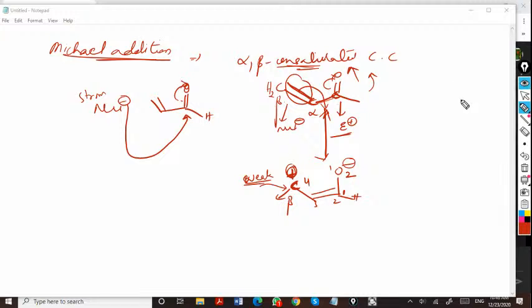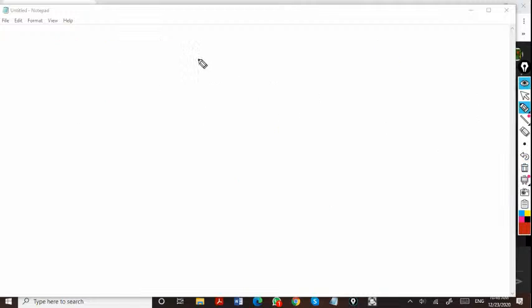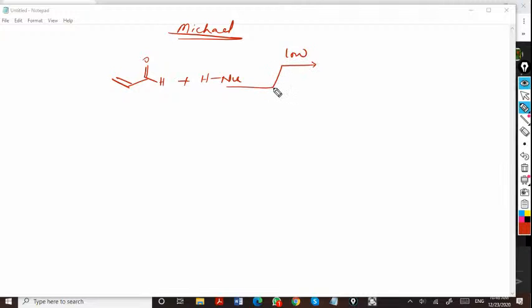So the first example, here I am taking an alpha beta unsaturated carbonyl. It is just based on the alpha beta unsaturated carbonyl. Okay, so Michael addition means it is about the alpha beta unsaturated carbonyl. Okay, so if I treat at low temperature, does 1-2 addition take place or 1-4?